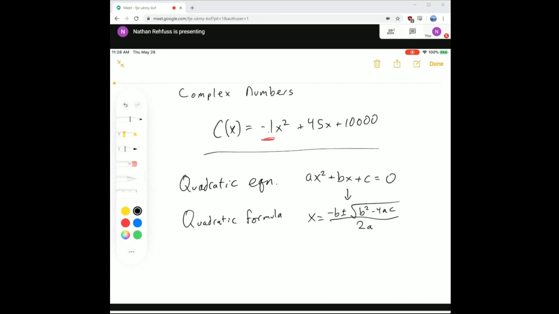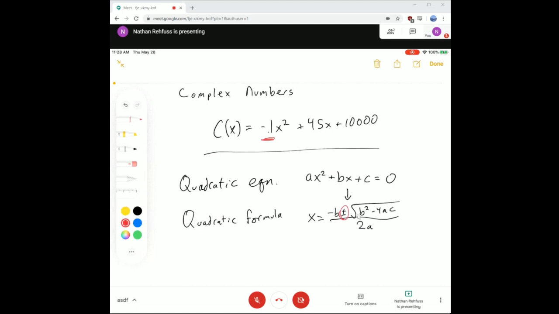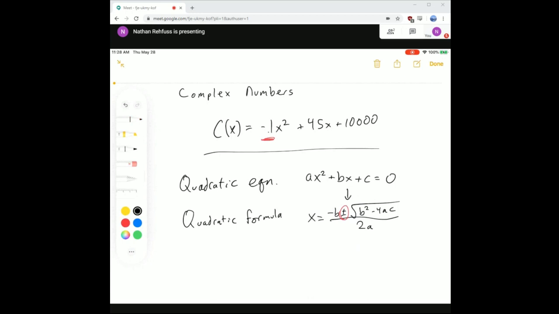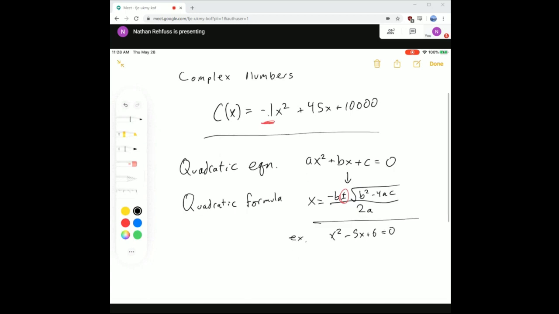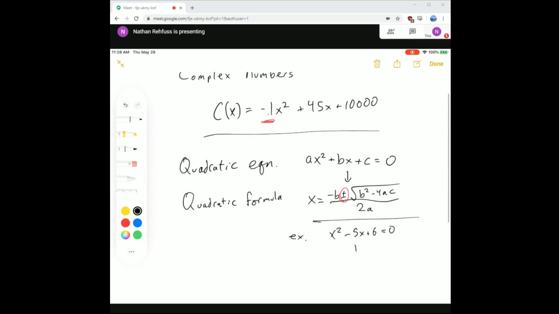I want to point out in this formula this plus or minus here. What that's doing is saying I could take negative b over 2a and add this radical over 2a, or I could take negative b over 2a and subtract this radical over 2a. And that's going to give me 2 different solutions. For example, if I wrote x squared minus 5x plus 6 equals 0, then I could factor that as x minus 2 times x minus 3, because those add up to negative 5 and multiply to positive 6.